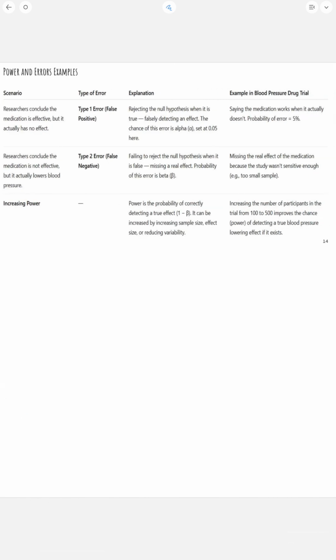Fine, let's look at this example. Researchers conclude the medication is effective, but it actually has no effect. So in the real world it doesn't work, but our study concluded that it works. That's the definition of a type 1 error. Researchers conclude the medication is not effective, but it actually lowers blood pressure. So reality means the drug works, but we've concluded from our study that it does not work, meaning we failed to reject our null hypothesis. That is a type 2 error. And then just increasing power: remember, we talked about increasing sample size, increasing the effect size, and reducing variability.